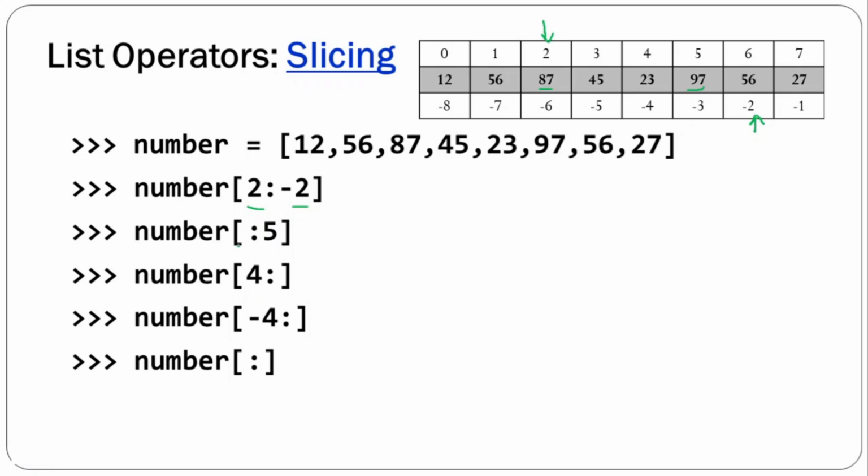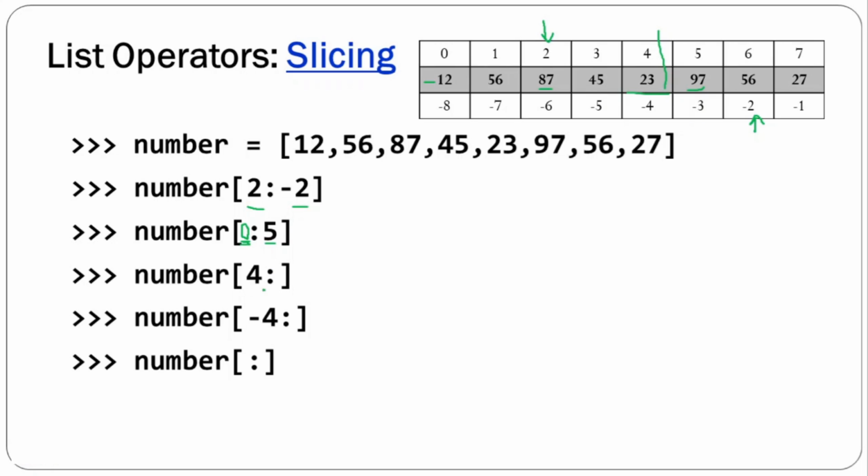The next example, the starting index is not specified and the ending index is 5. If the start index is omitted, by default, the start index will be 0. So the items from index 0 to 4 will be displayed. Numbers from 12 to 23 will be the output.